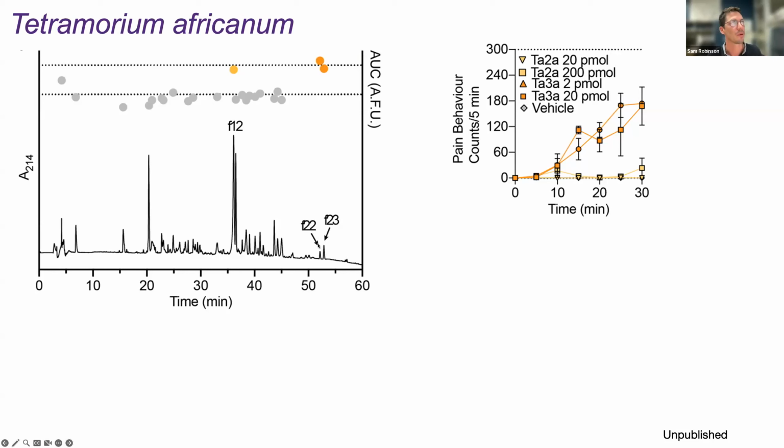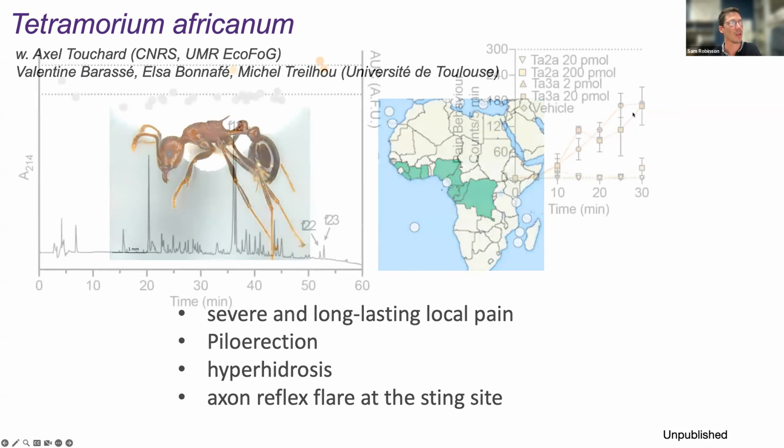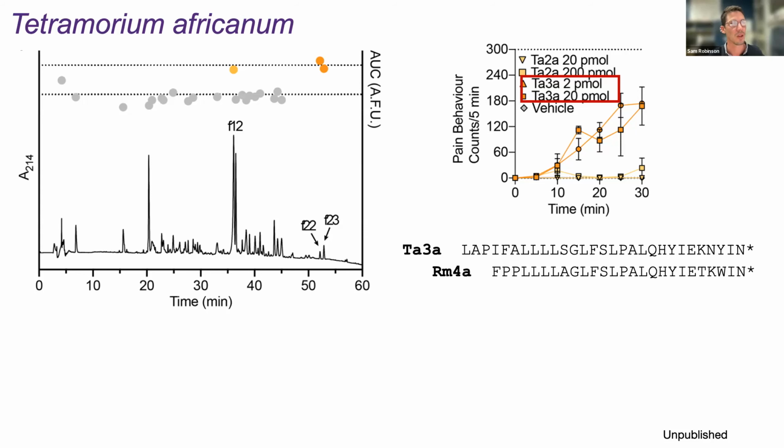We synthesized the corresponding toxins, TA2A and TA3A. And we found that it was one of these toxins, I think F23, which corresponds to TA3A, that caused that pain phenotype in the mouse assay. So again, we thought we'd come up with the pain-causing factor here. To give us a bit more confidence, we looked at the sequence of that, and if you align it with RM4A from the green ant, you see that they're clearly similar.